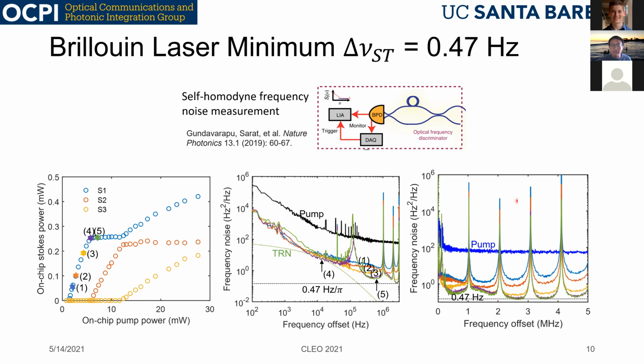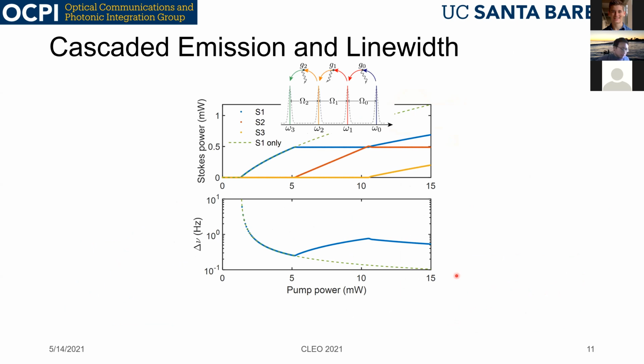Here it's more obvious to see the white frequency noise floor with the frequency offset plotted in linear scale. The minimum point is around the clamping point, where we measure a 0.47 hertz Schawlow-Townes linewidth.